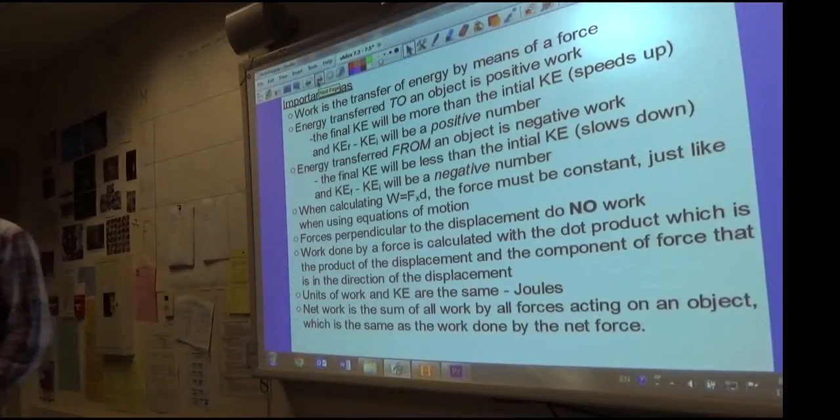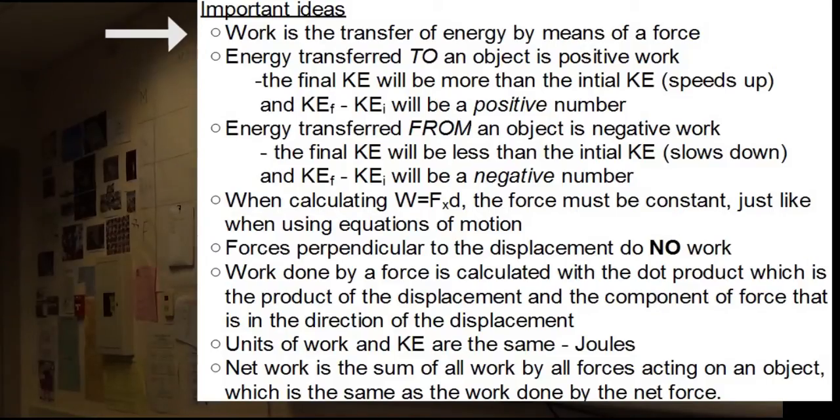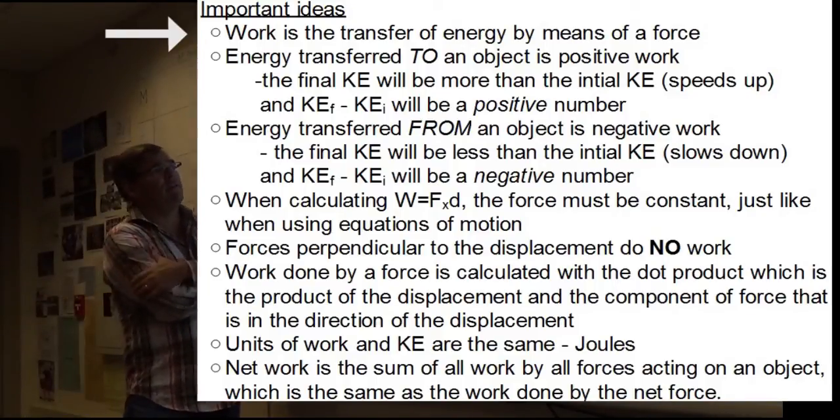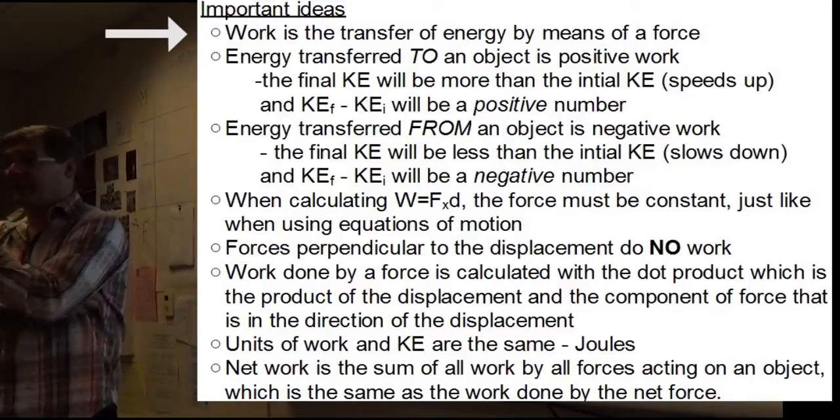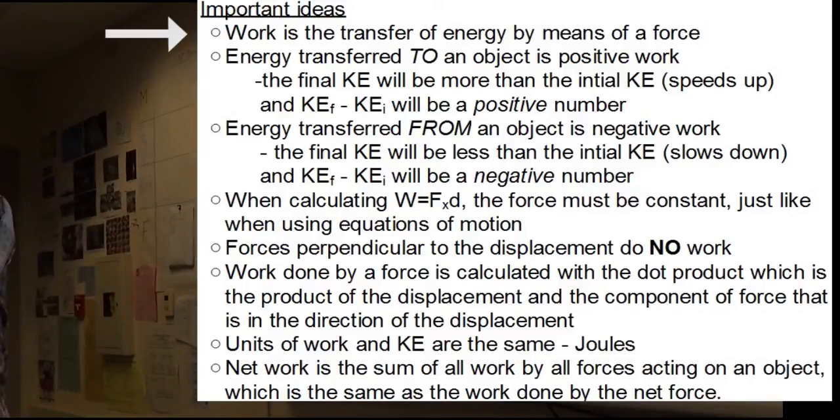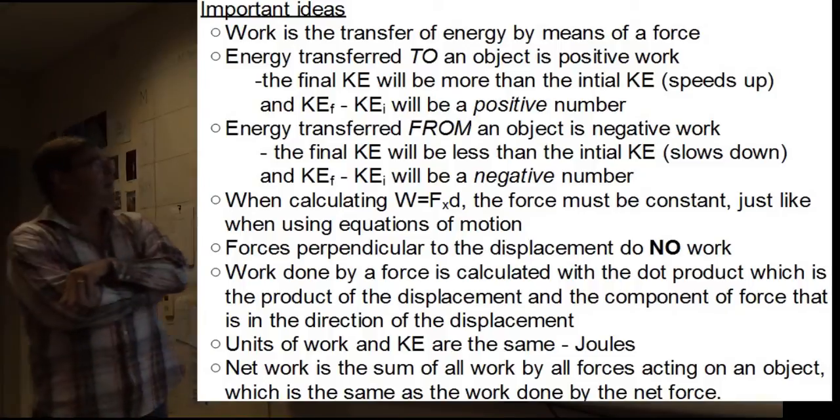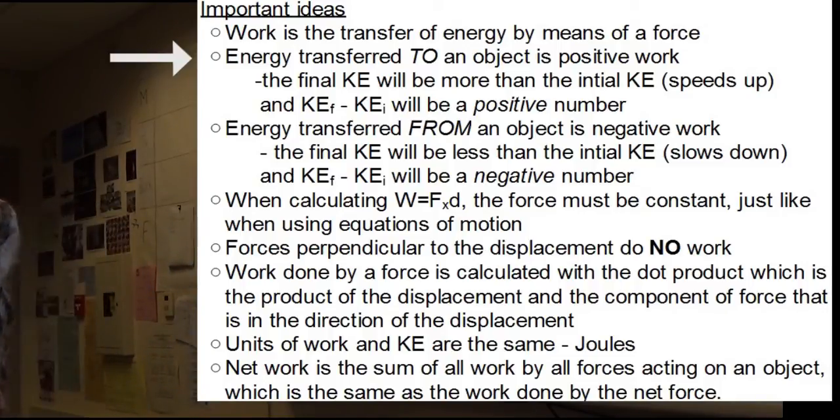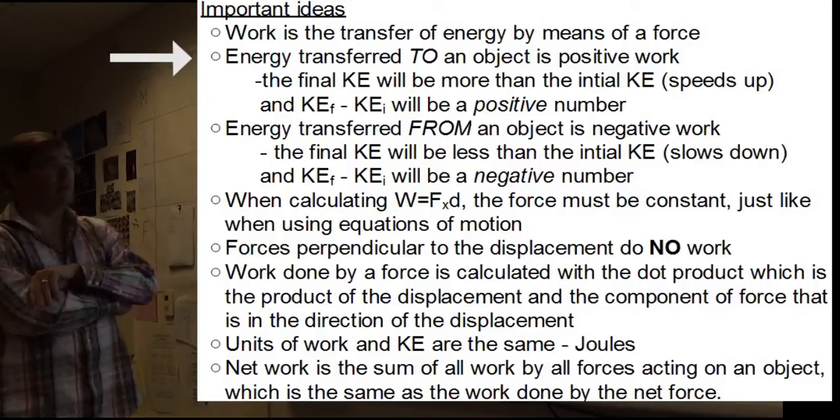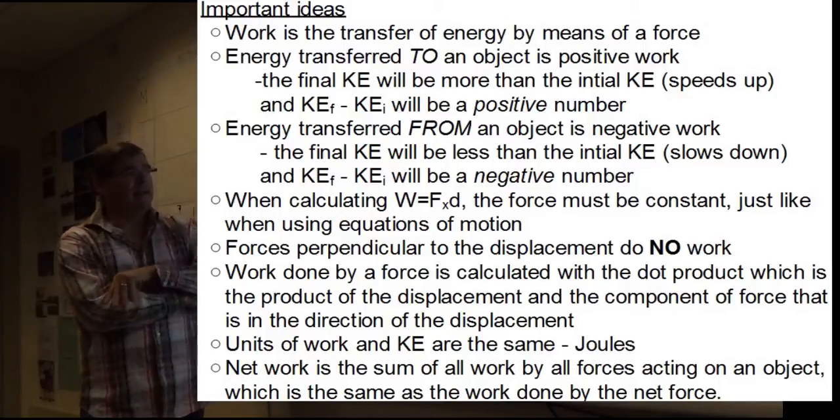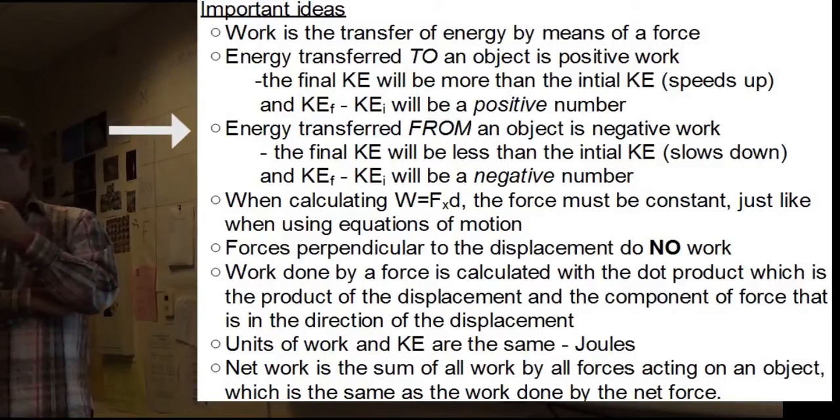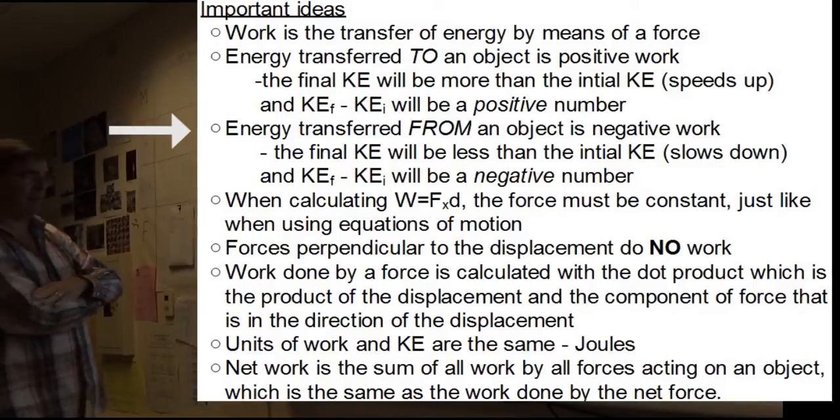So let's go over the main ideas, hopefully, that you picked up today. First of all, the definition of work. Work is the transfer of energy by means of a force, either transferring energy to an object or away from an object. And if you transfer the energy to the object, we call that positive work, and the end result is there is more kinetic energy in the object than there was before. On the flip side of that, negative work is taking energy away from the object, and the final kinetic energy is less than what it had to begin with.